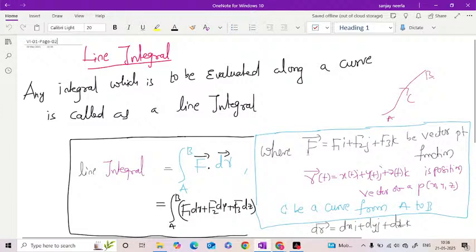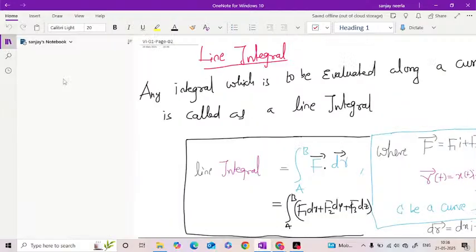So here f is a vector point function. Assume f is equal to f1 i plus f2 j plus f3 k, and r is the position vector at the point (x, y, z), and C is a curve from a to b. Then the line integral is the integral from a to b of the dot product of f and dr, or the integral from a to b of f1 dx plus f2 dy plus f3 dz. So this is the line integral definition.